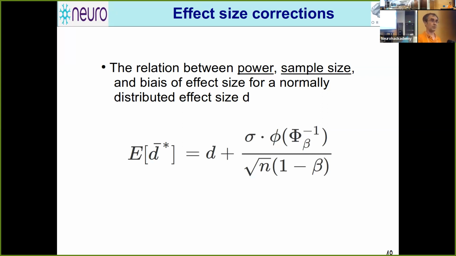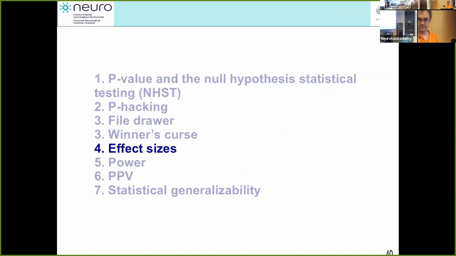bias. If you have an actual effect size that is called D, depending on the number of samples, the power of your analysis, and the variance of the data, you have a formula. And if you think that your data are normally distributed, you have a closed form formula to actually know what the bias is. What is interesting, and that slide is not to scare you off, is that it depends on the power, and the greater the power, the smaller the bias. Okay, you should know that.